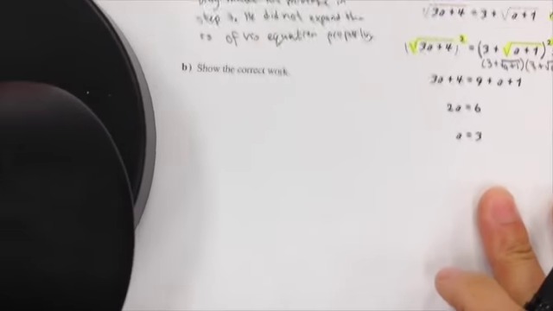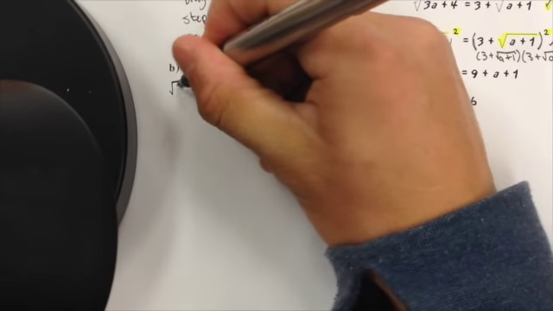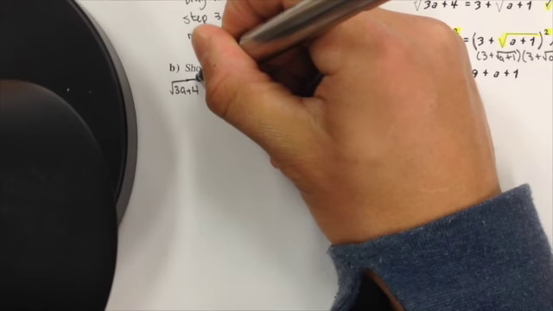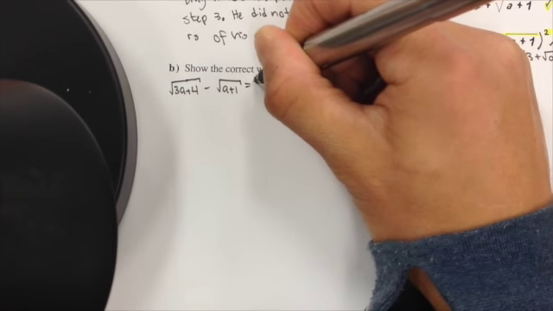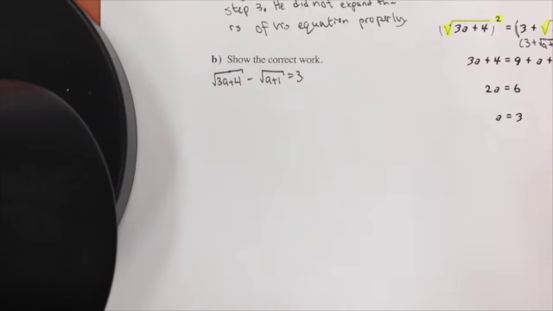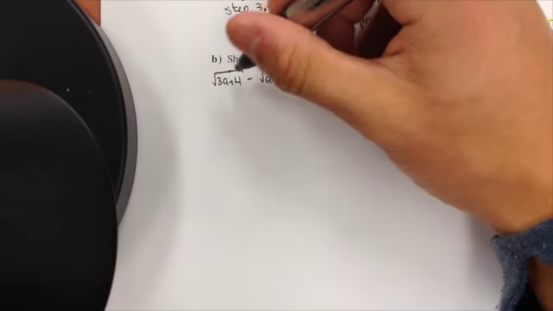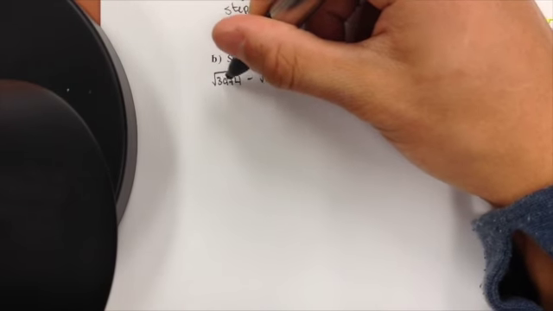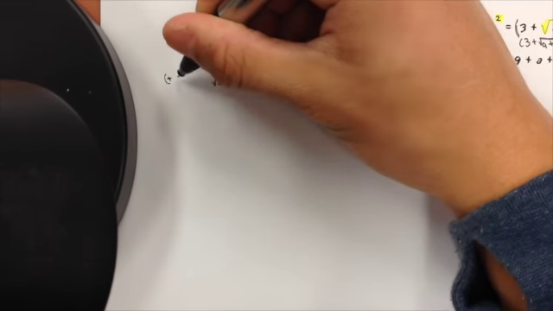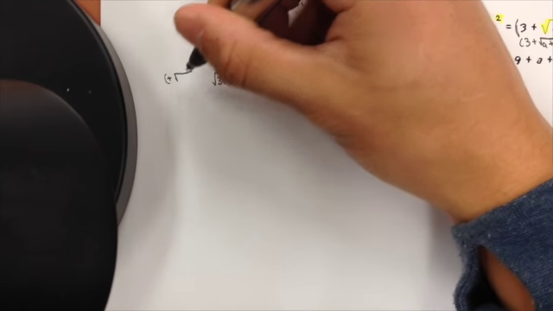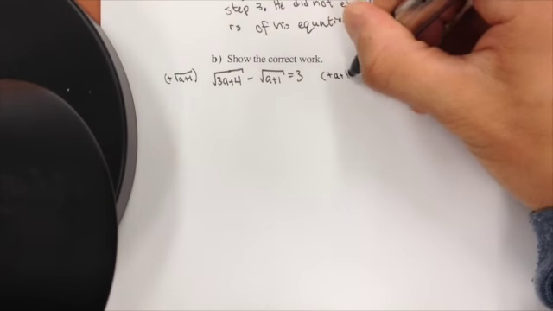Okay, so now we need to show the correct work. So we're starting out with our equation, the square root of 3a plus 4 minus the square root of a plus 1, and that is equal to 3. Alright, and so we're going to start the exact same way that Billy did. We're going to isolate one of these radical expressions here. And so we're going to add the square root of a plus 1 to both sides.